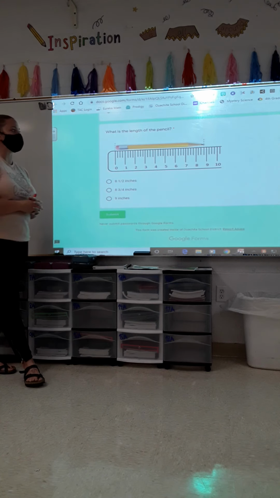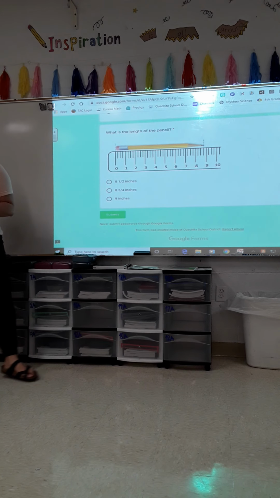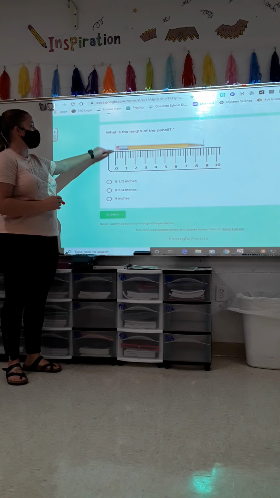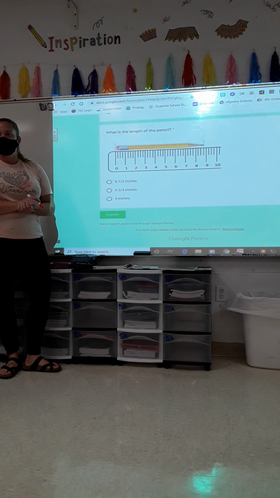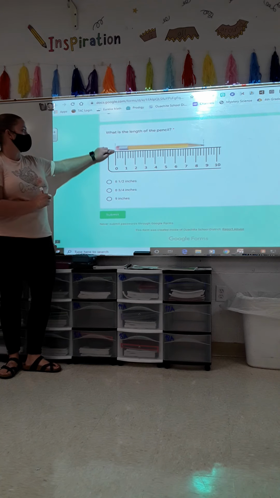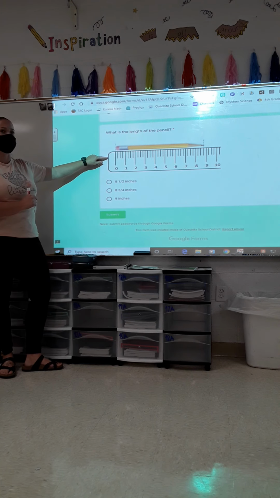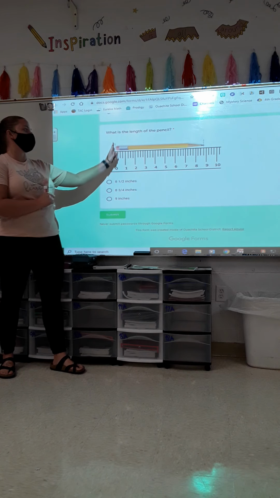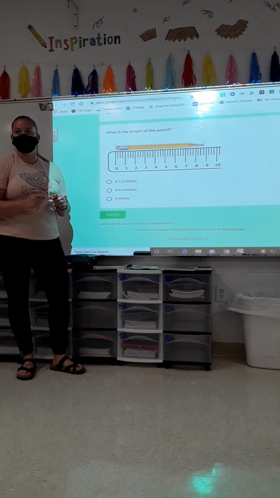Last question. What is the length of this pencil? So you have a pencil here. What do you notice about where the eraser is lined up on the ruler, Alexis? It's at 0. Yeah, we have to start from the 0. So how long is this pencil, Alexis? 9 inches.